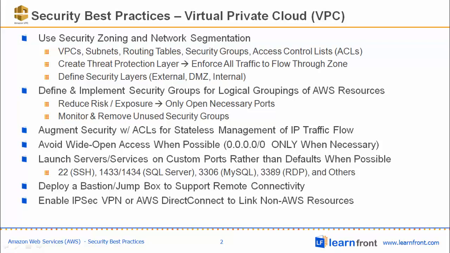VPC offers the use of security groups to protect instance level resources. So Amazon recommends logically grouping all of your resources into various security groups. It's advised to only open necessary ports to further reduce risk and exposure, and additionally, you might want to monitor usage of these security groups and remove any unused security groups to further secure your network.